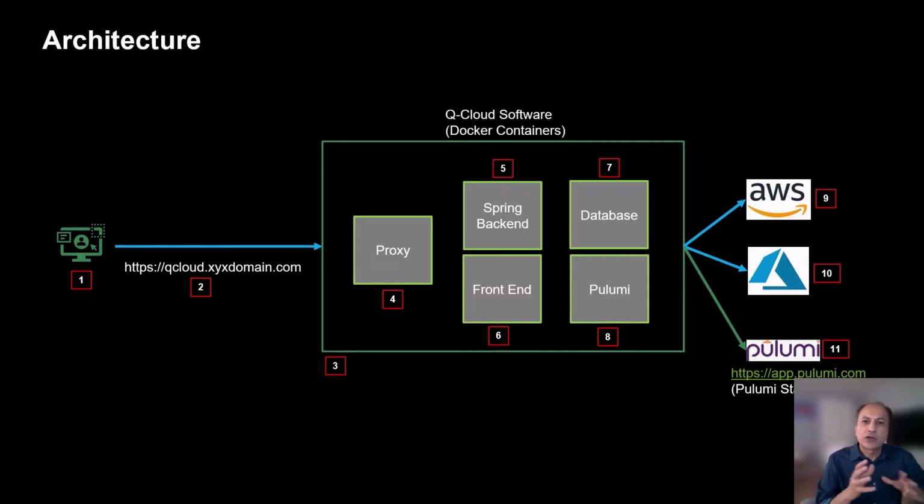It is a set of Docker containers, including an Nginx proxy, a Spring and Tomcat backend, a React-based frontend, a database, and a container for Pulumi. Pulumi is the backend software that we use to maintain, store and maintain state, and interact with the cloud providers like AWS and Azure.